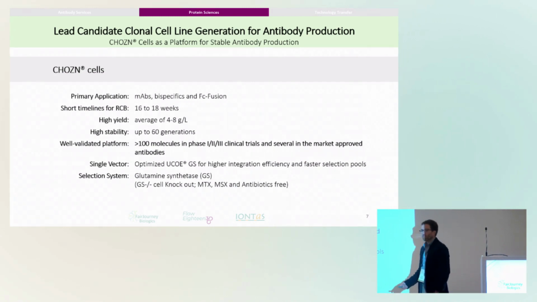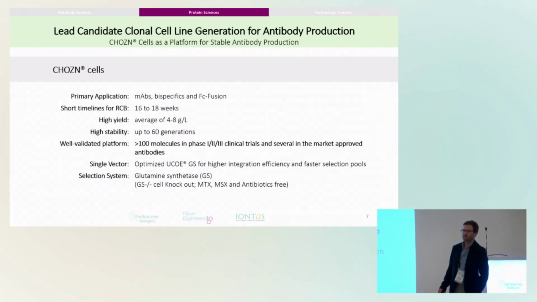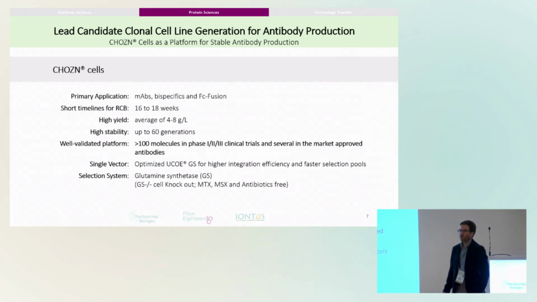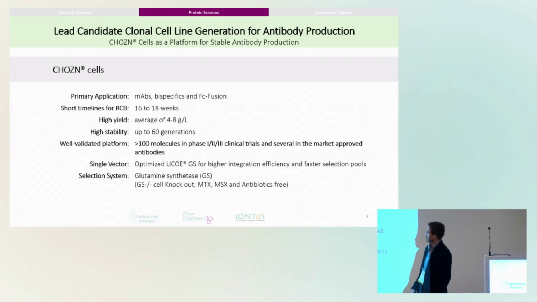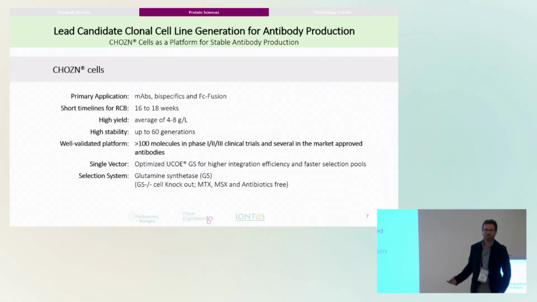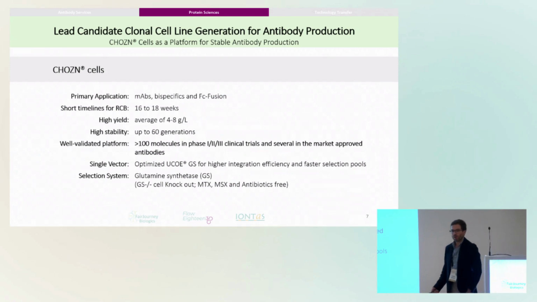It has relatively short timelines for the research cell bank formation, 16 to 18 weeks. The average yield of the clones that we get from there is 4 to 8 grams per liter, with a high stability of 16 generations. Most important, it is a well-validated platform with more than 100 molecules in phase 1 to 3 of clinical trials, and several already approved in the market.